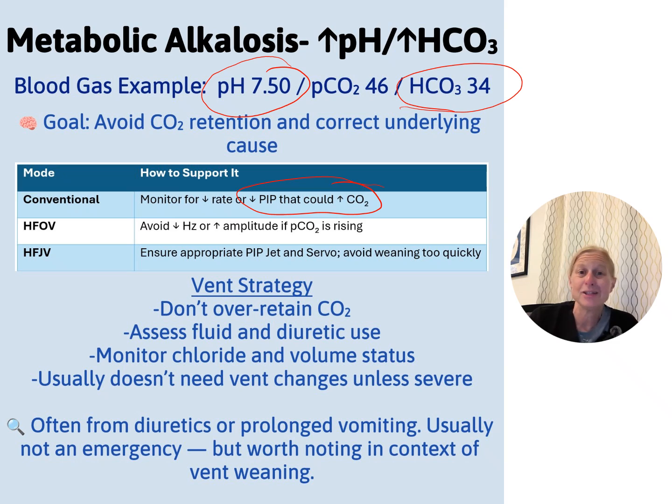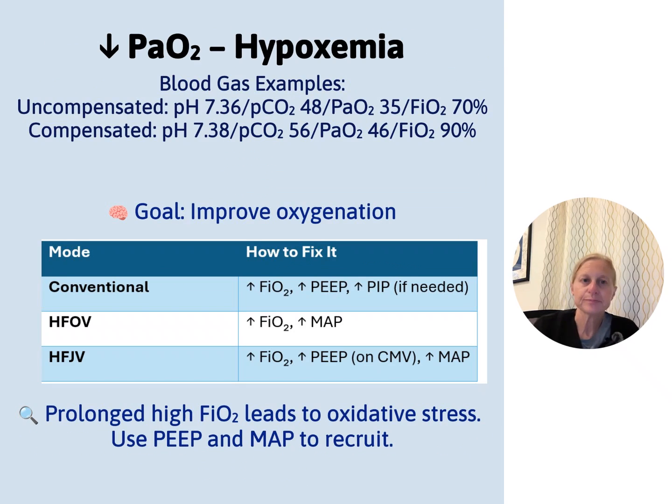We don't want to wean anything too quickly, especially if there's an underlying cause such as diuretics or prolonged vomiting. So this is just something we want to keep in mind. I do think that the acidotic gases make us more alarmed, but every gas that's outside of the normal needs to be treated and approached equally.